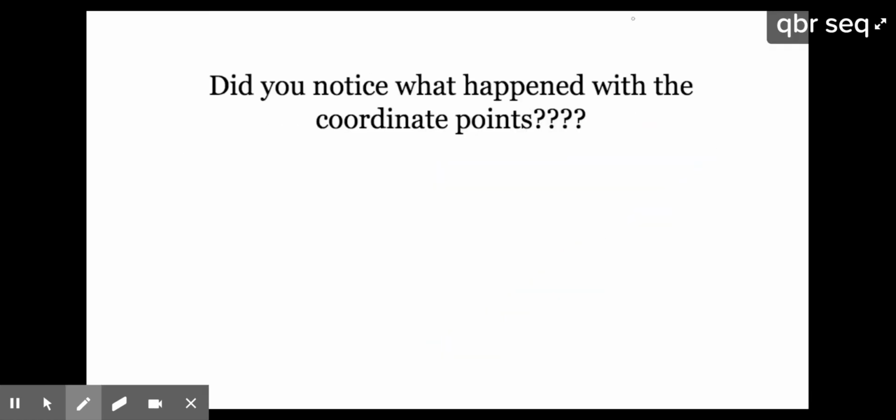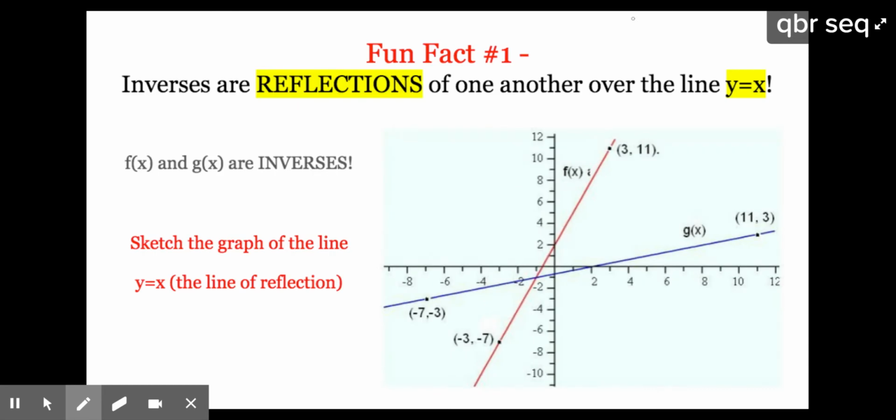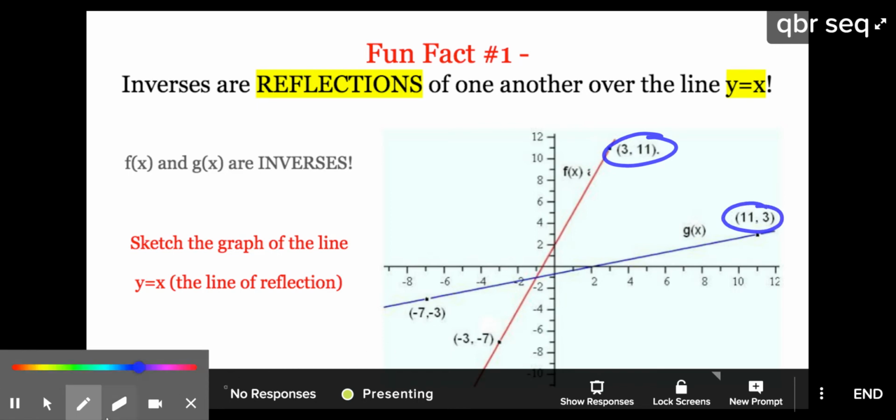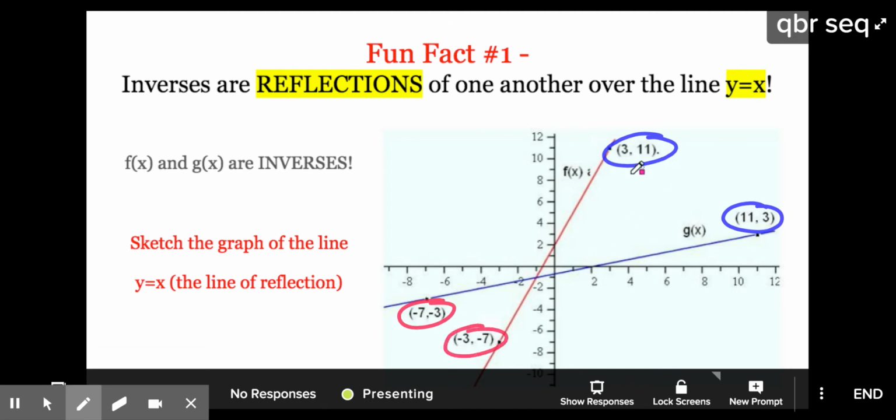My next question for you is, did you notice what happened with the coordinate points? Pause the video and type in your answer. If you need to go back a slide, go back a slide. What did happen? Let's take a close look at this point and this point, or in addition, this point and this point. (3, 11) became (11, 3). (-7, -3) became (-3, -7).